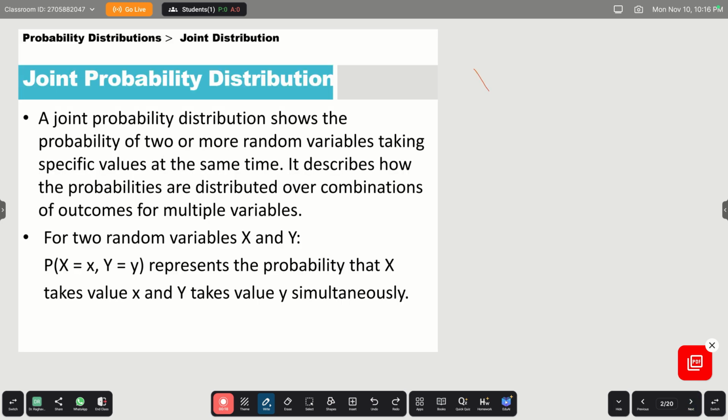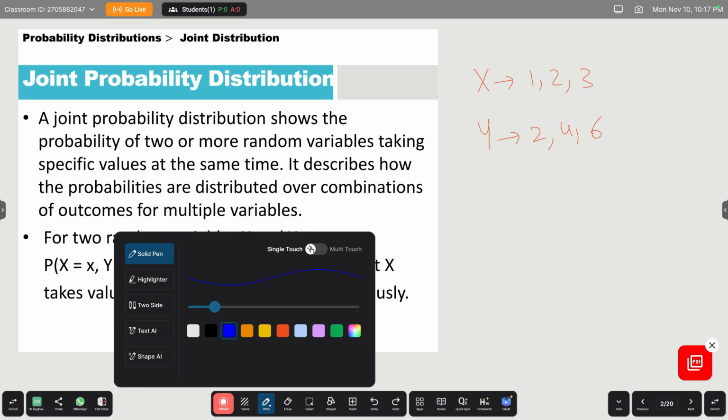Suppose x is a random variable that takes the values, say, 1, 2 and 3. We have already discussed the probability distribution of a single random variable in my first lecture of this playlist, and if you want to revisit, you can check the link in the description box. And along with this x, suppose there is one more random variable y, taking the values 2, 4 and 6.